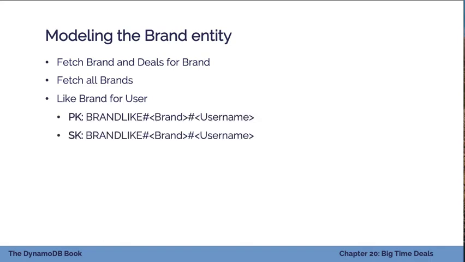So what we'll do for that item here, the PK will be brand like hash and the brand name and then hash username. So it includes both the brand name and the username in there to make sure that the user hasn't already liked this brand. We'll do the exact same thing for the sort key. The interesting thing about this like brand access pattern is we don't have any access patterns like fetch likes for brand or fetch likes for user where we want to see the individual items. So we don't have any grouping into a single partition. So we're spreading this out across a lot of partitions.